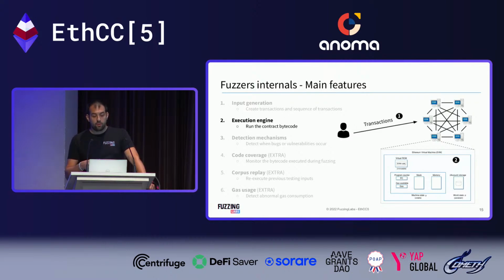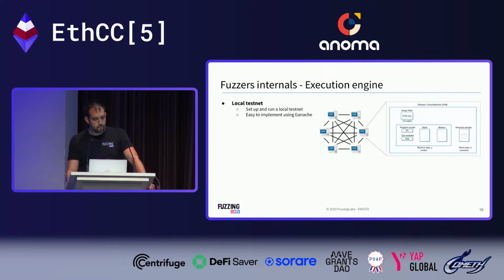Another really important feature is the execution engine. We are generating transactions and giving them to the EVM, and the main question is, is this EVM part of a local network that you are running, or is it possible for you to directly provide the transactions to the EVM itself and get more execution speed? That is one of the key metrics when we are discussing fuzzing.